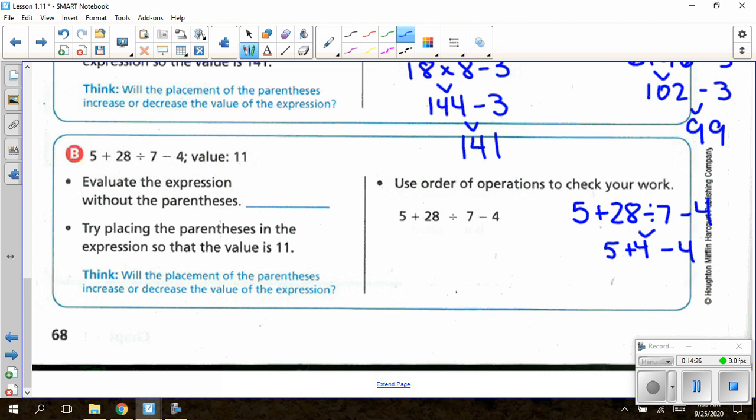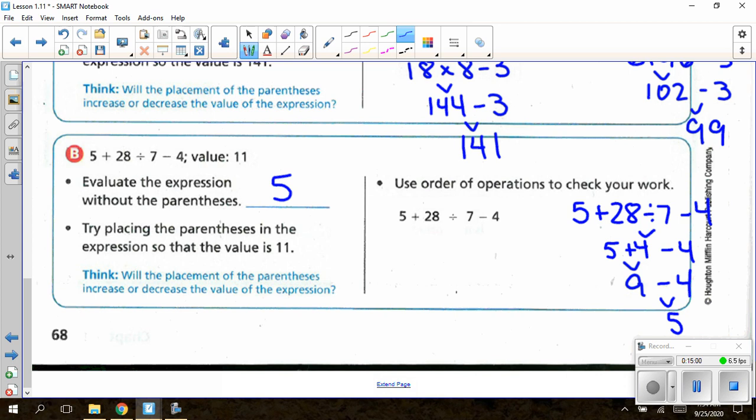And then according to my order of operations, going from left to right, the adding does come first. So I do have to add 5 plus 4, which gives me 9. And then bring down that 9 minus 4. That does give me my final answer of 5. So without parentheses, it does give me a value of 5. So that means I do have to figure out what I can do to make sure that my answer is bigger when I place those parentheses.